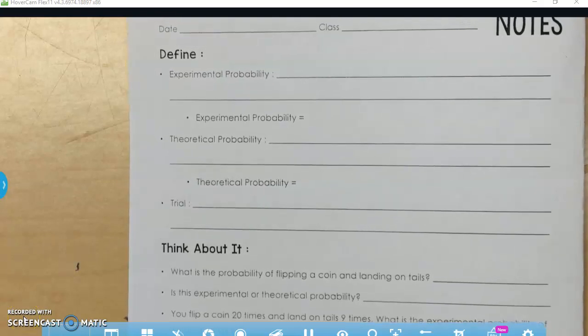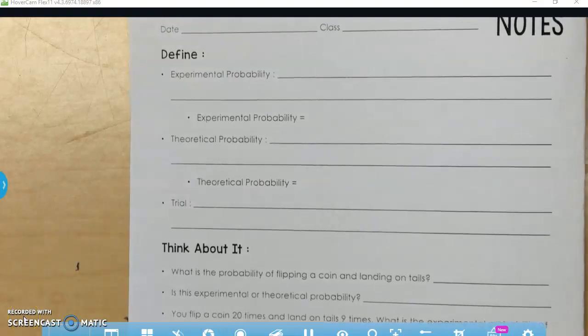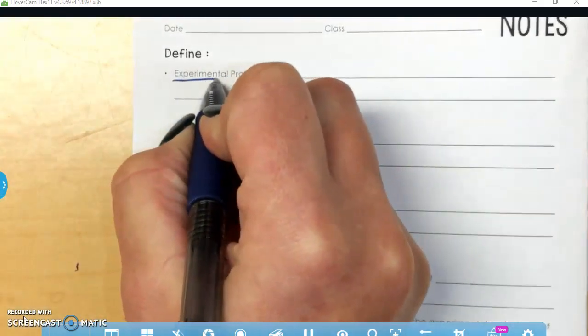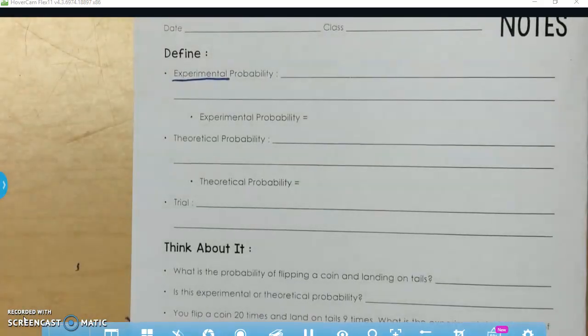So today, guys, we're going to talk about experimental probability in comparison to theoretical. Experimental, just like it sounds, does have to do with experiment. We're actually going to go through the action of rolling the dice or spinning the spinner and analyze our results.